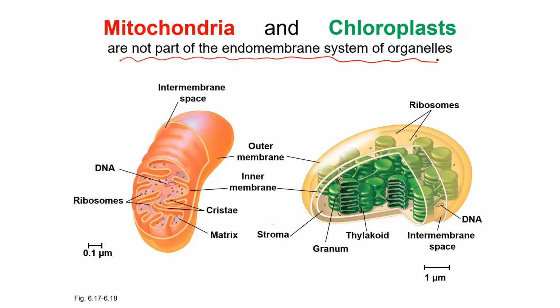Notice that they have their own DNA and ribosomes, so some of their proteins are actually made in-house. If you think about it, the human genome has a bunch of DNA in the nucleus and a little bit of DNA in the mitochondria. We don't have chloroplasts. Hopefully you knew that. So these are unique organelles involved in respiration and photosynthesis.